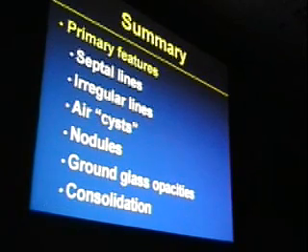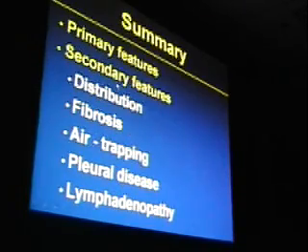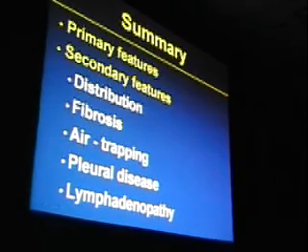Let me review very briefly. When you look at a high-res CT scan, I make a mental checklist as I go look at the scan. Is there septal thickening? Are there more irregular linear opacities? Are there air-filled cysts? Are there nodules? Are there ground glass opacities? And are there areas of consolidation? And I will base my differential diagnosis on the presence or absence of these key features. But we will appropriately narrow the differential diagnosis by observing the distribution of abnormalities, whether there is or is not evidence of fibrosis, air trapping, pleural disease, or the presence of lymphadenopathy.